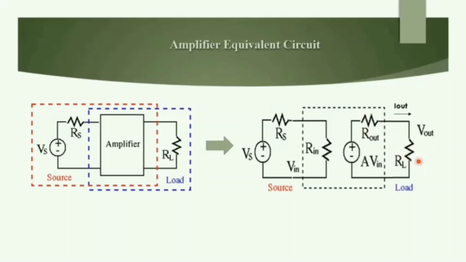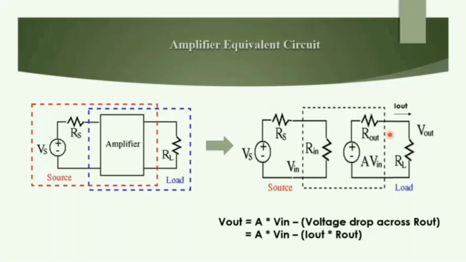So the voltage available at RL will be equal to this voltage minus the voltage drop across Rout, which will be equal to A Vin minus voltage across Rout. Applying Ohm's law here to find voltage across this resistor, it will be equal to I into R, that is Iout into Rout.